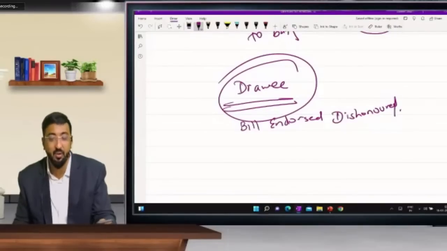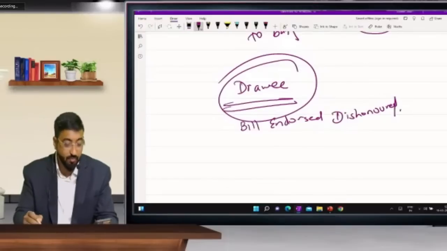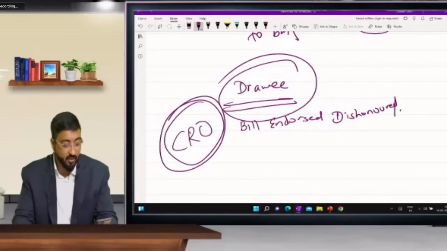How there will be no entry in the books of Drawy? Still waiting for your answer. No entry is a wrong answer, beta. There is only normal dishonor entry. And correct entry is by Soumya Yadav ji, not Gupta ji. Soumya Yadav ji, CRO. CRO is a winner.